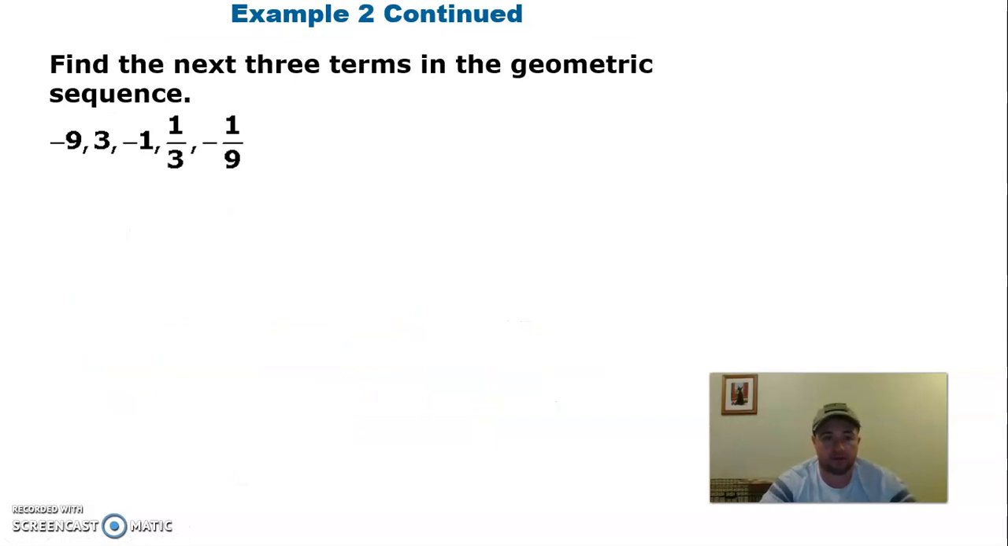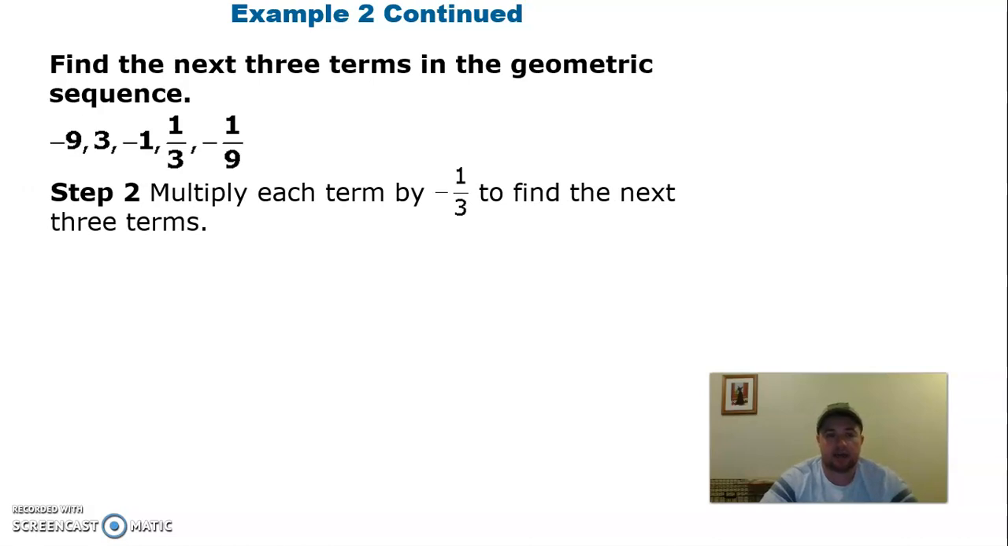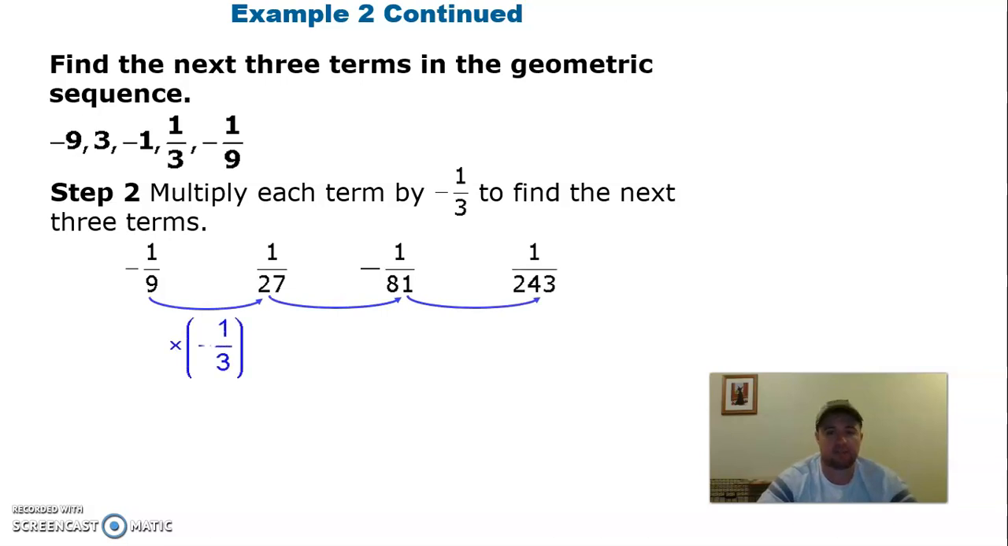So we have to find the next three numbers in the sequence. So I'm going to say we're going to multiply each term by negative 1/3. So negative 1/9, negative 1/27, negative 1/81, and positive 1/243.